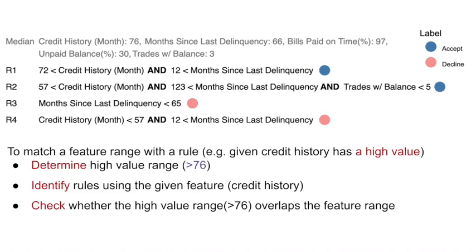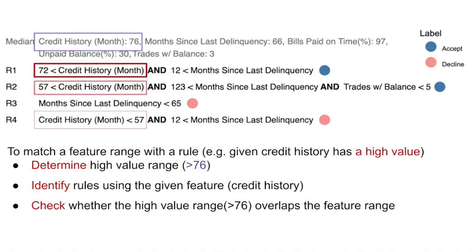And to match a range with rule, the steps are similar. For instance, we want to find rules that a high value of credit history may match. Now we have to determine the high value range for credit history first. From the median information on the top, we can know that high value here means values larger than 76. Then we identify rules using the given feature, credit history in this case. So still rule R1, R2, and R4. In the end, we need to check whether the range, larger than 76 overlaps any rule range of this feature. Here we identify that credit history larger than 72 in Rule R1, and credit history larger than 57 in Rule R2 can meet the condition.